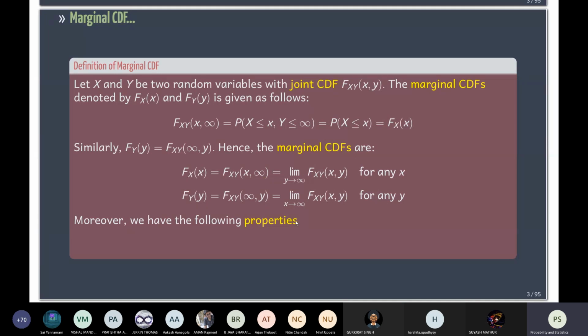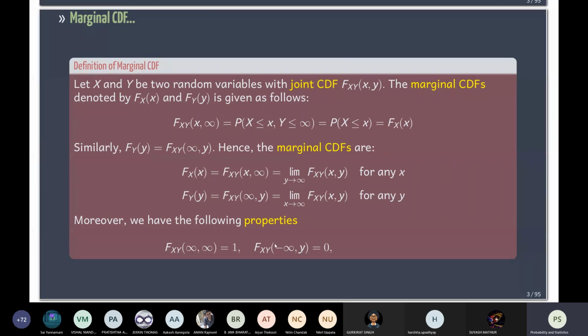Moreover, we have the following properties. F_XY(infinity, infinity) covers all of the sample space, right? So this is the whole sample space, and indeed the probability of the sample space is 1. And other cases could be F_XY(minus infinity, y), right? So that should be 0.